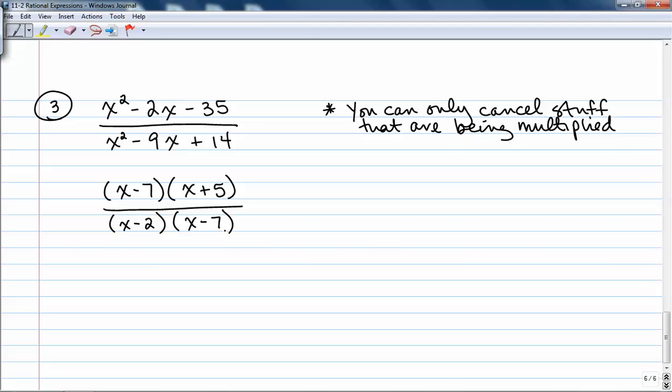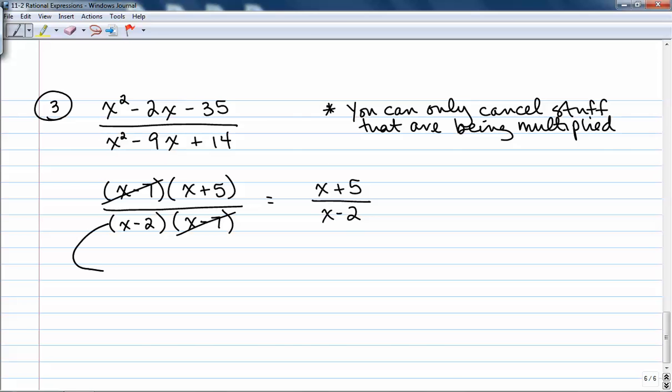Now that my rational expression is factored, now I can cancel. Factor first, then cancel. And I can cancel the x minus 7s. So my final answer is x plus 5 over x minus 2. And I cannot cancel those x's because the top one is having 5 added to it and the bottom one is having a 2 subtracted from it. That's not multiplication. You can't cancel.